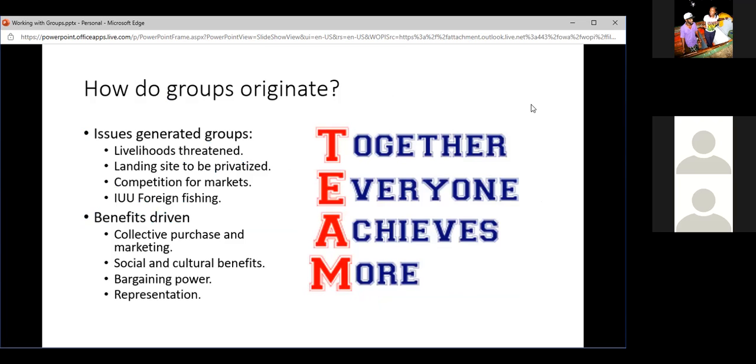How do groups originate? Why do people come together to form groups? It may be because an issue has been raised, and persons have come to the realization that it is better to come together to solve the issue presented. In the case of a fisherfolk group, for example, fisherfolk might decide to come together because there is an issue that is threatening their livelihood.